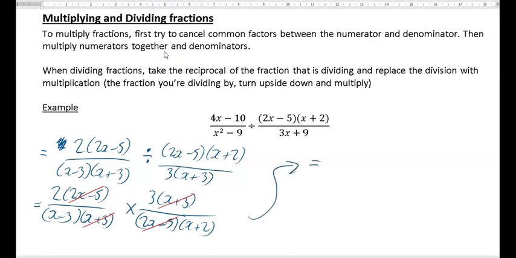So moving on from here, you've now got rid of everything on the top line except the numbers. Numbers on the top line are just 2 times 3, so it's just going to be 6. On the bottom line, you've got x minus 3 upon x plus 2, and that's it.